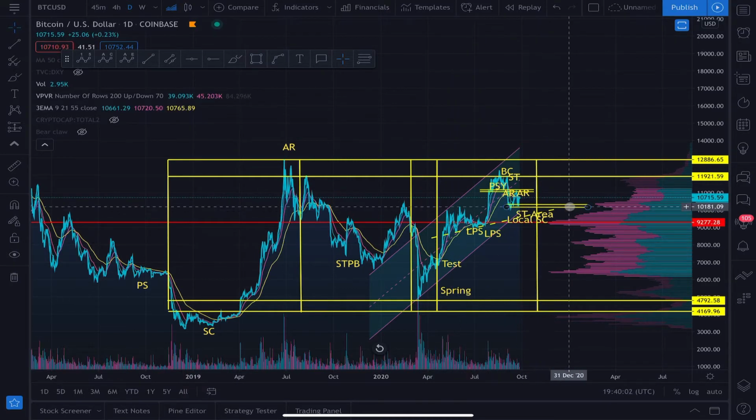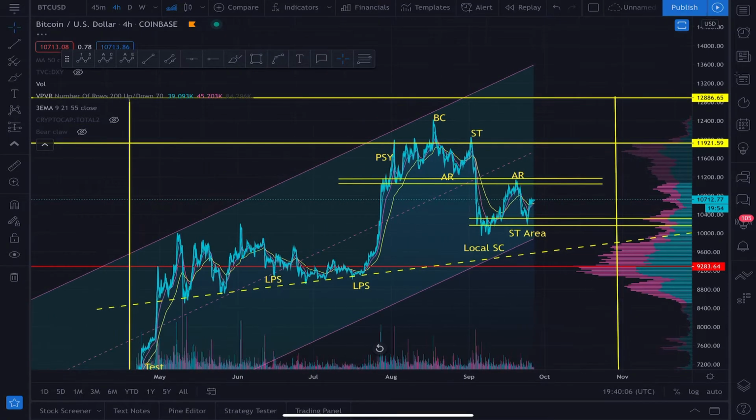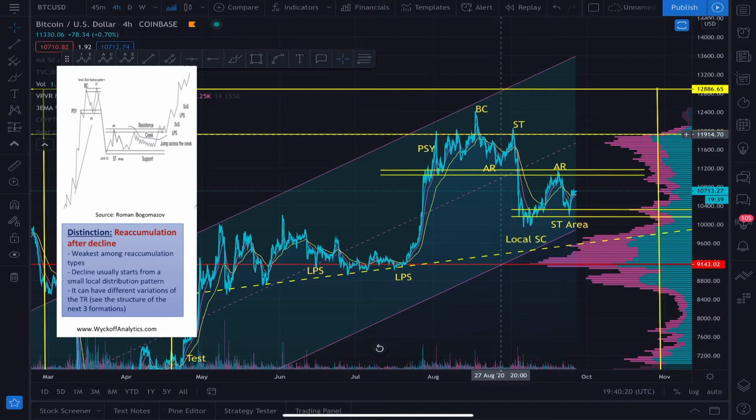So if we go back into the local move here, I'm just going to pull up this schematic. This move right here, I believe, is a reaccumulation after a decline. So I'm going to pull up this schematic here. There it is. You can see the similarity inside of the structure.